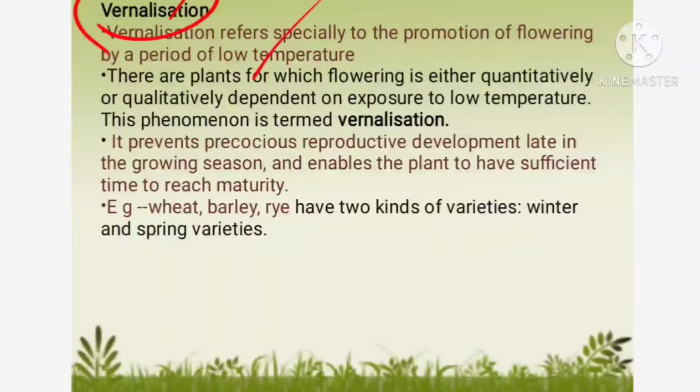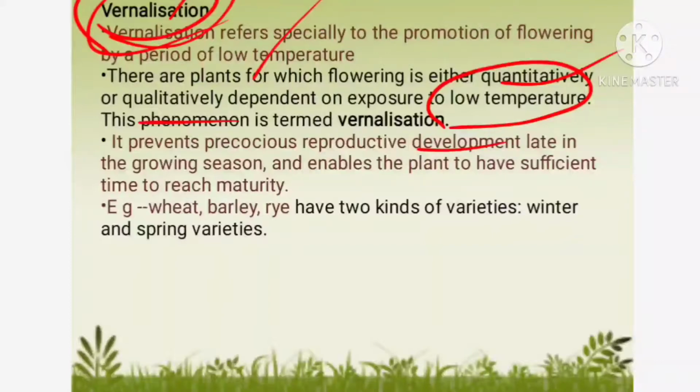Okay. The plants for which flowering is either qualitatively or quantitatively dependent on exposure to low temperature. Quality of light is also important, quality of temperature is also important. Quality means what? Quality of the flower, or quantity of the flower, how much it is going to produce. And the quality, whether it is going to produce a nice, healthy one or not, it all depends upon what? The low temperature. Then that process we call as what? Vernalization.